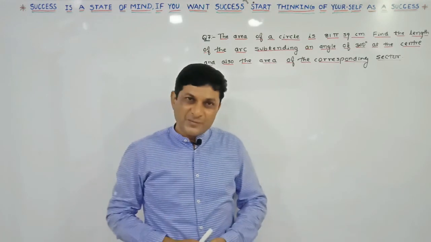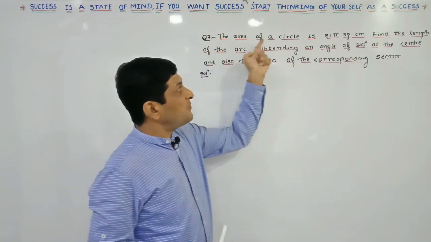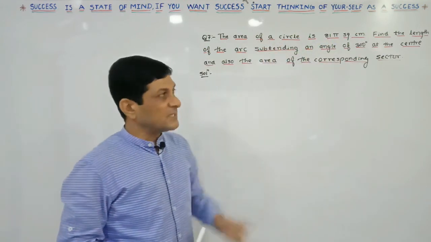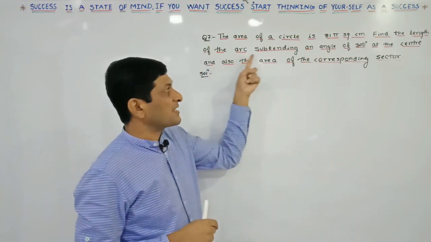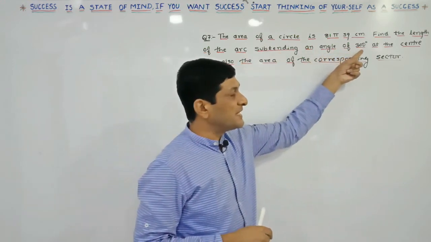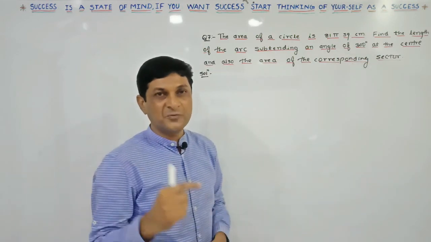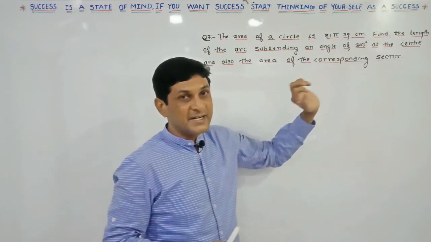Now see question number 7. In question number 7, the given condition is that the area of a circle is 81 pi square centimeter. Area of the circle is given to us. Using this, what we have to find out is the length of the arc subtending an angle of 300 degrees at the center. Means angle theta is also given to us, and we have to find the corresponding arc of this angle of 300 degrees.